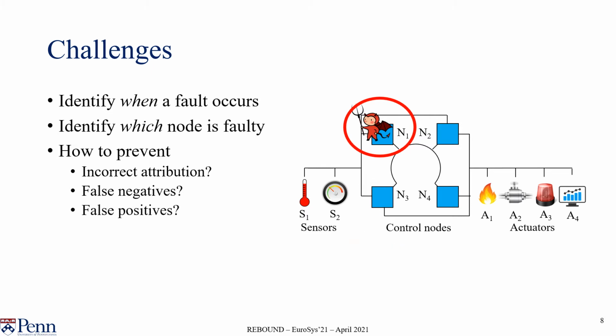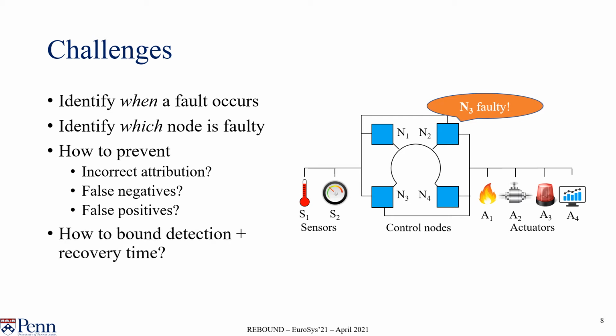And we want to prevent false positives, in which no node is faulty, and yet some node believes that other nodes are compromised. We need to do so while providing a guarantee that we can bound the detection and recovery time, even when the adversary tries to delay detection or recovery.